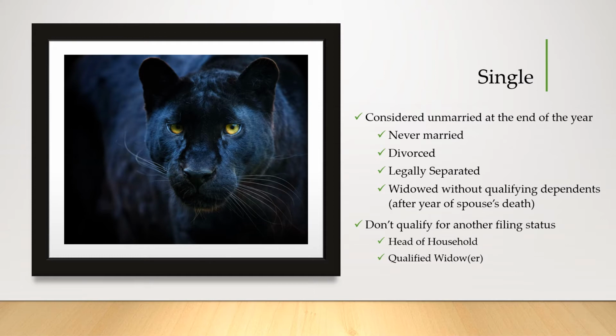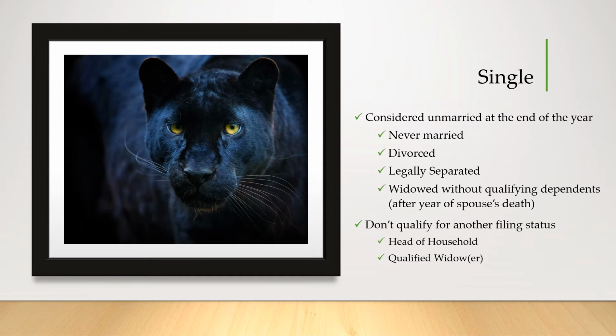This person might never have been married. They might have gotten divorced. Even if they got divorced during the tax year that we're preparing for, if on December 31st they were divorced, then they will file single unless they qualify for one of our special filing statuses. They might be legally separated. They might be widowed without qualifying dependents after the year of the spouse's death.